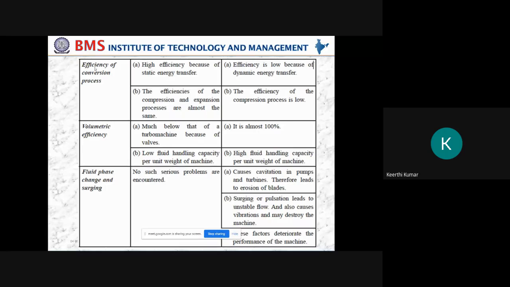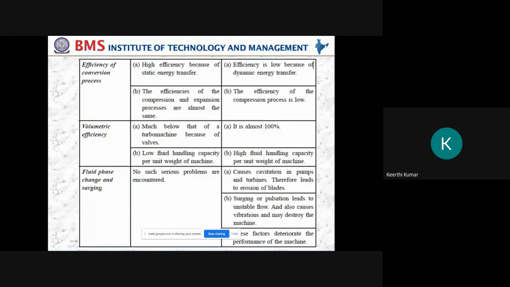Don't get confused between the efficiency of conversion process and volumetric efficiency. Efficiency of the conversion process is higher in positive displacement and lower in turbo machine. It becomes reversed coming to the volumetric efficiency rating. If it is volumetric efficiency, lower efficiency here because of valves, higher efficiency there because of absence of valves. Higher means how much? It is almost reaching 100%. Okay, done. A lower fluid handling capacity here, higher fluid handling capacity there.